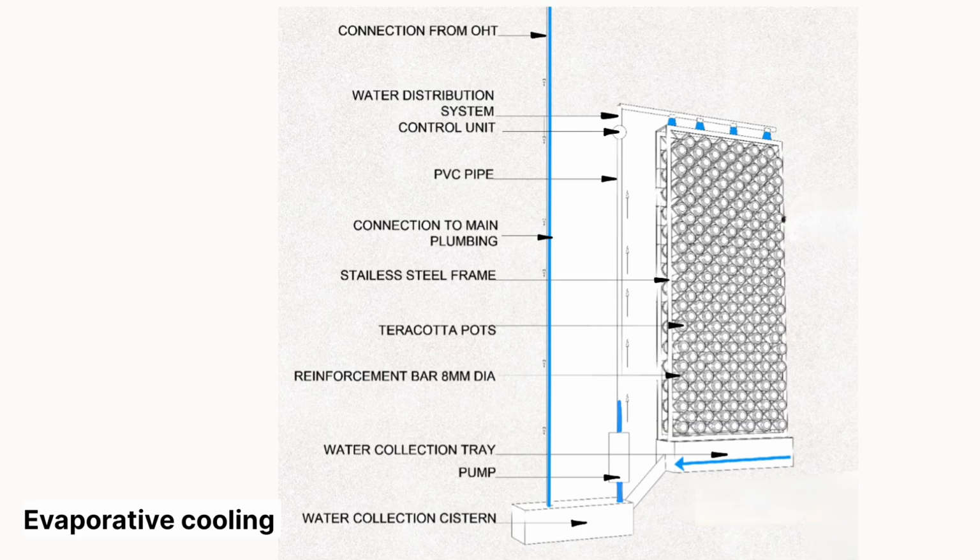Terracotta pot evaporative cooling utilizes the natural porosity of unglazed clay to cool spaces or objects. When water is added to a terracotta pot, it slowly seeps through the tiny pores to the outer surface. As this water evaporates into the drier ambient air, it absorbs latent heat from the surrounding environment, thereby lowering the temperature of the pot itself and the air immediately around it.